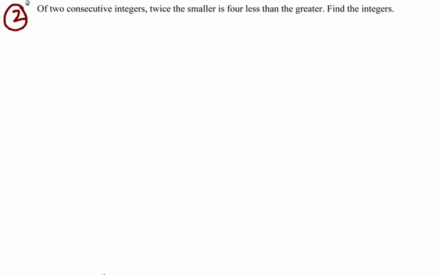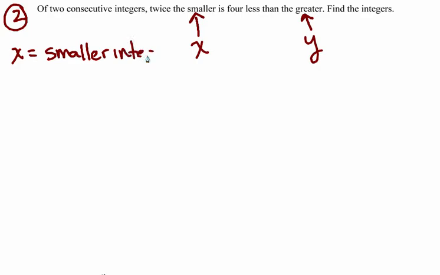Our next question says, of two consecutive integers, twice the smaller is 4 less than the greater. Find the integers. So in this case, we have two unknowns. We have the smaller integer, we'll call that one x, and we have the greater integer, or the larger integer, y. So x is the smaller integer, and y is the bigger, or the greater integer.